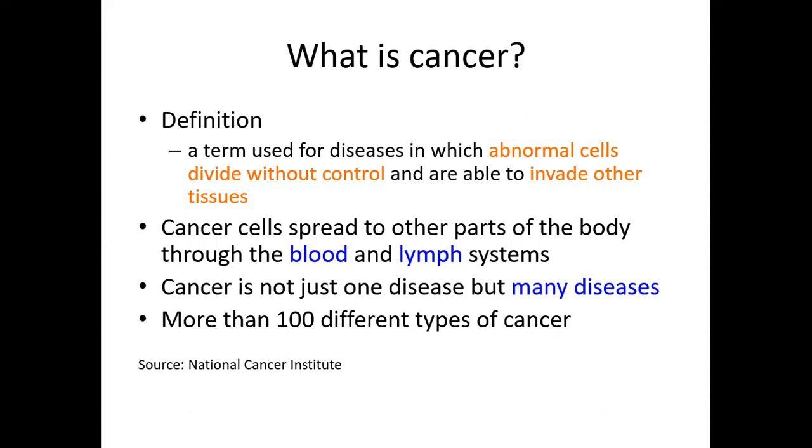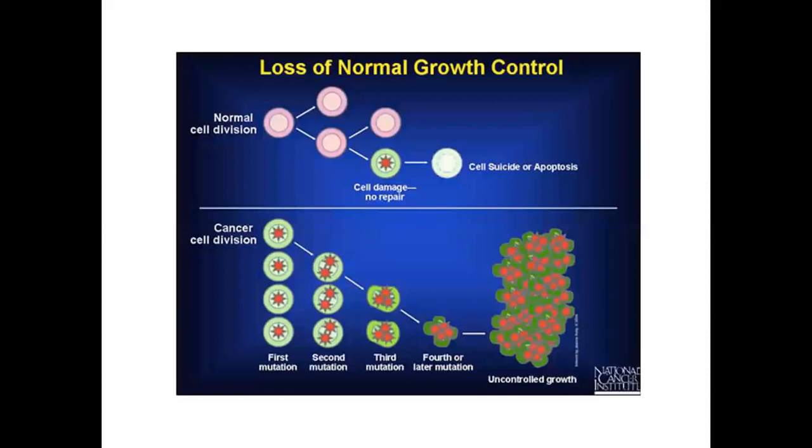Cancer is not just one disease, but many diseases are concerned with it. More than 100 different types of cancers are investigated in the world, according to the National Cancer Institute. So here you can easily distinguish the development and the growth of a normal cell versus a cell which is cancerous.